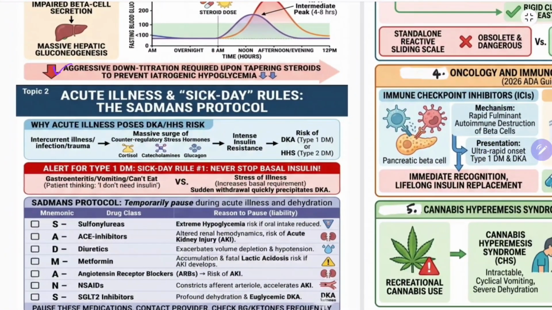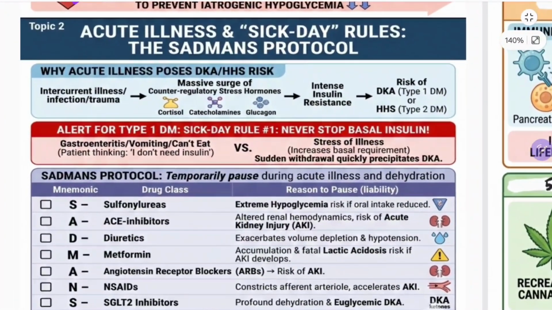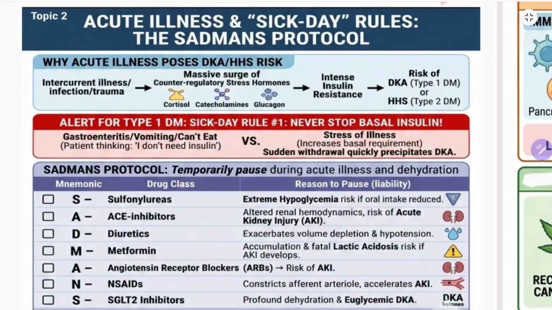The second special context is the sick day rules. This should be remembered. What happens when the patient is sick, for example in intercurrent illness, infection or trauma? There is a massive surge of counter-regulatory stress hormones like cortisol, catecholamines, okay, and glucagon. Cortisol, glucagon, catecholamines, all of them increase insulin resistance, and the patients are at risk of diabetic ketoacidosis in type 1 and HHS in type 2.